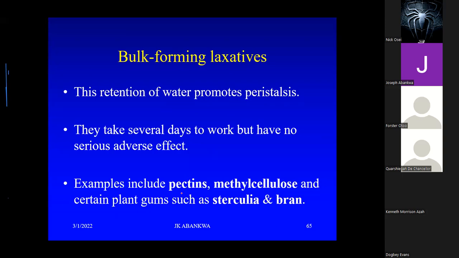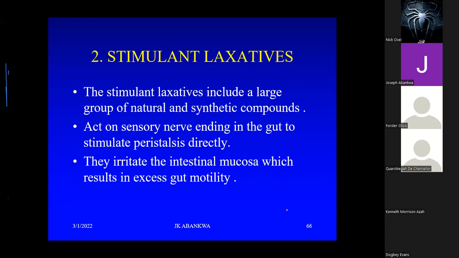Please, anytime you see bold words, it means that you should pay attention to that. You may see it in your exams.